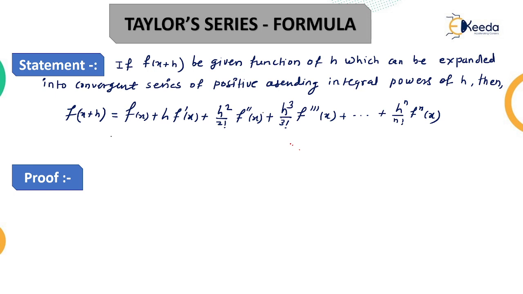So clearly the statement is: f of x plus h is equal to f of x plus h into f dash of x plus h square divided by 2 factorial into f double dash of x, plus and so on, h raised to n divided by n factorial f n of x. So this is in ascending positive integral powers of h. We call this Taylor's series formula.